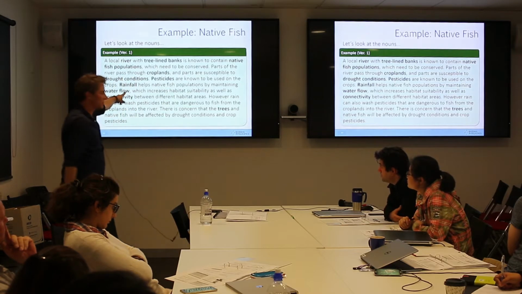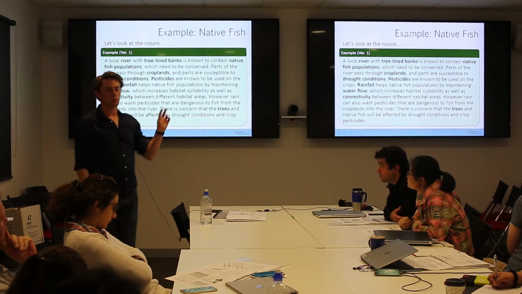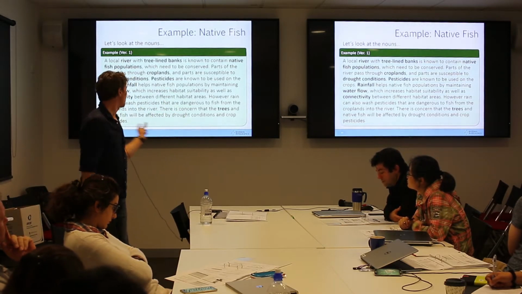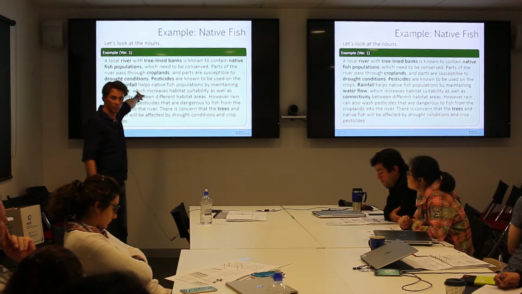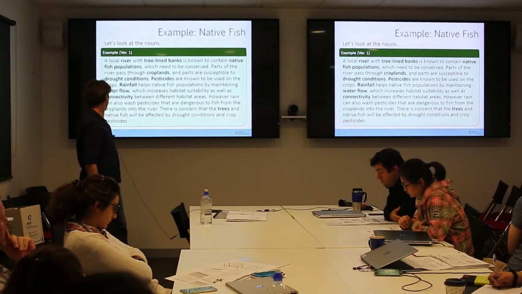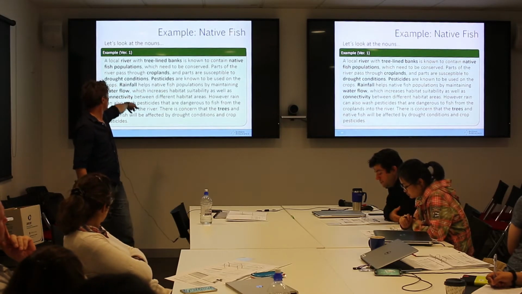Now, the reason we do this is because these nouns are good indicators of what our random variables are going to be. We're particularly interested in what our native fish population state is going to be, what our cropland is going to be as well.